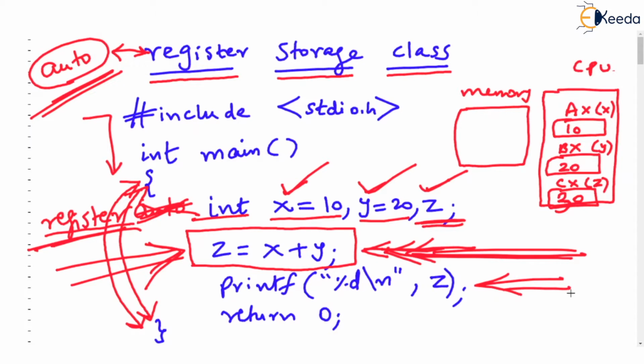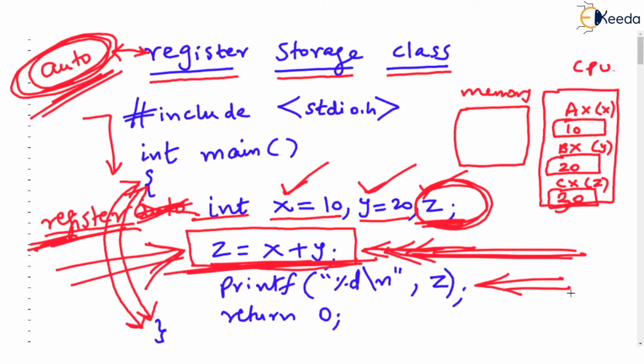The second property is that you remember whenever we had auto variables and we did not initialize them, at that point of time those variables stored a garbage value. The same will happen with the register storage class also. Notice this variable Z is not initialized yet. Of course, later on it will become 30 due to this statement, because 10 plus 20 is 30 and it is stored in Z. But at this moment, Z will store a garbage value.